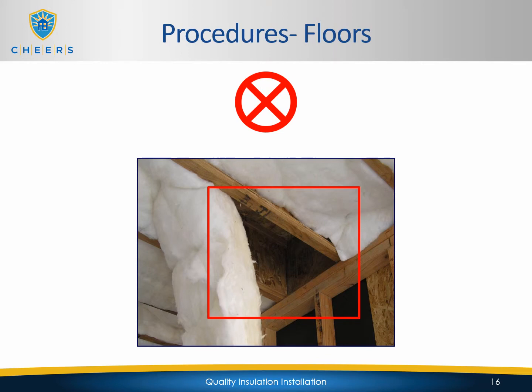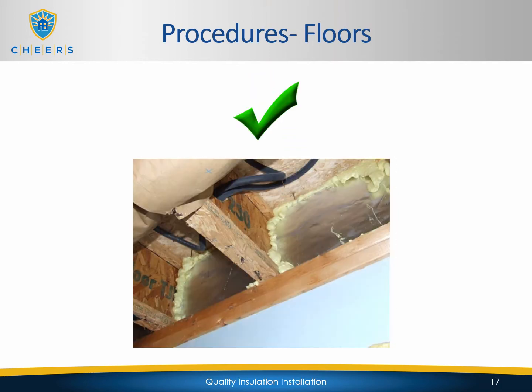This is an example of where a rim or band joist is not being insulated. So you can see that the actual subfloor insulation was pulled down. Not only is the rim joist not sealed, it's not even insulated at all. So that would be a fail. This is the same scenario, but now in this particular case, the band joist is in fact sealed and insulated.